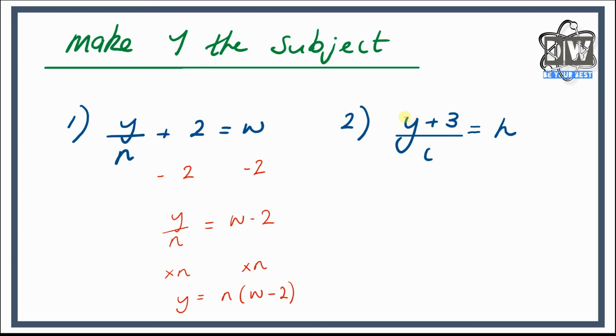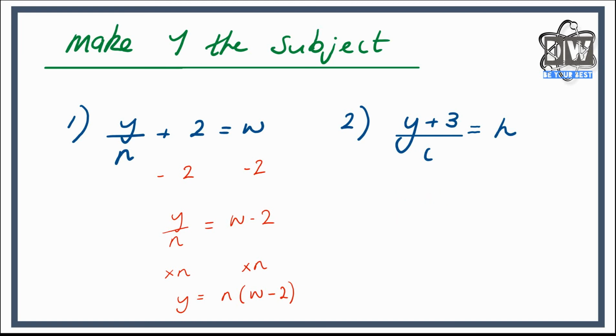Okay, so what we've got is y plus 3 divided by c. So this whole lot here has been divided by c. So I can't take away the 3 before I deal with the c. And the reason for that is because this whole lot here has been divided by c, right? If it was just y divided by c plus 3, then I would obviously deal with the plus 3 first, but I can't do that on this occasion.